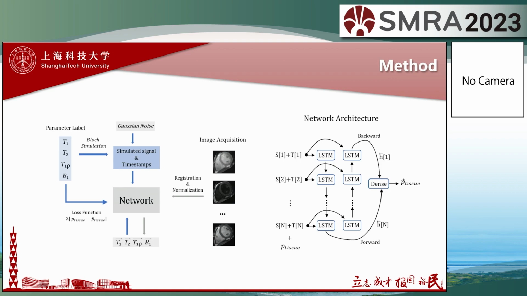To address these challenges, several studies have proposed combining neural networks with MRF technology, offering improved accuracy and computational efficiency. Previous works have demonstrated the reliability of using recurrent neural networks to accelerate the reconstruction process of quantitative parameter mapping, particularly for time-dependent sequences like cardiac MRI.